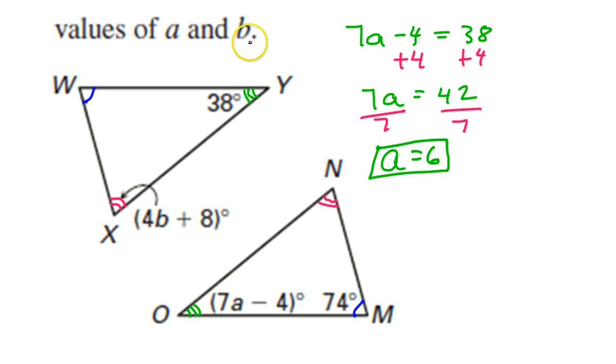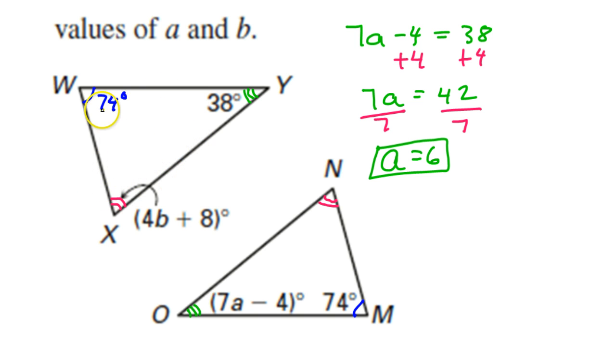Now we're supposed to also find the value of B. Okay, so here's B at the pink angle. Now that doesn't immediately help me because there's nothing at this pink angle. But let's do this. Look at the blue angles. This is just plain 74 degrees. So that means we know that this is going to be 74 degrees.